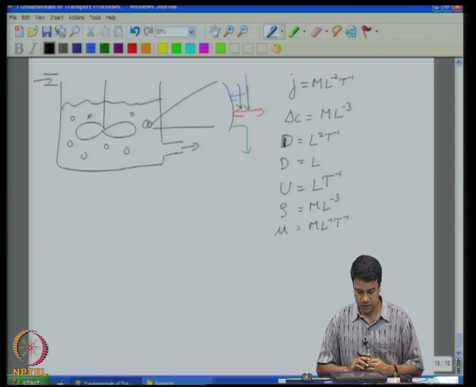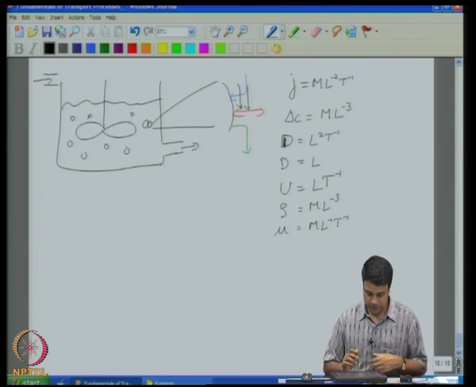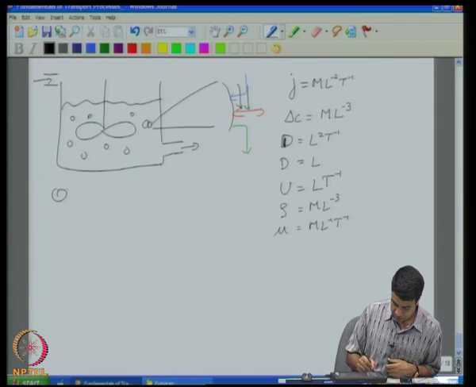Now, there are 1, 2, 3, 4, 5, 6, 7 dimensional variables, and how many dimensions do they contain? They contain 3 dimensions, and therefore, there should be 4 dimensionless groups. One dimensionless group is quite easy to see, the Reynolds number.